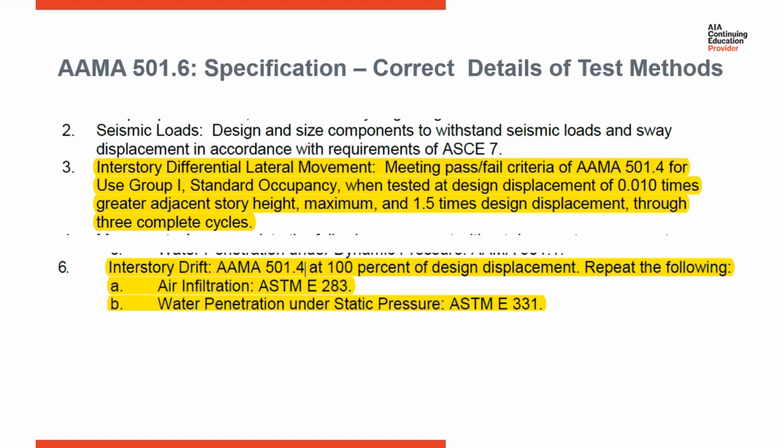So this is the correct way to detail the test method. In this case, we're calling out AAMA 501.4, testing to a design displacement of 1%, and then 1.5 times that, so 1.5% through the 3 cycles, which is correct. And then you're also calling out the air and water test as well. So this is good detail in the test methods in doing the AAMA 501.4 testing.